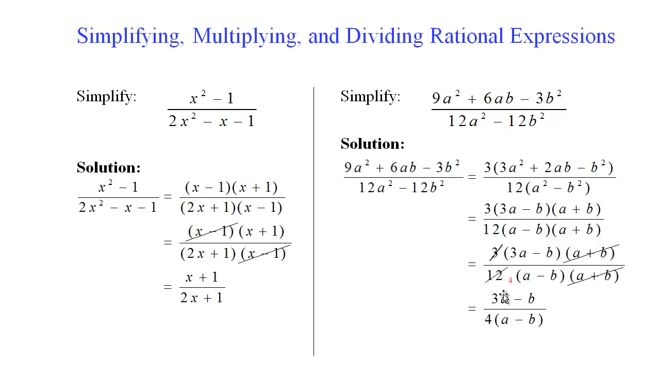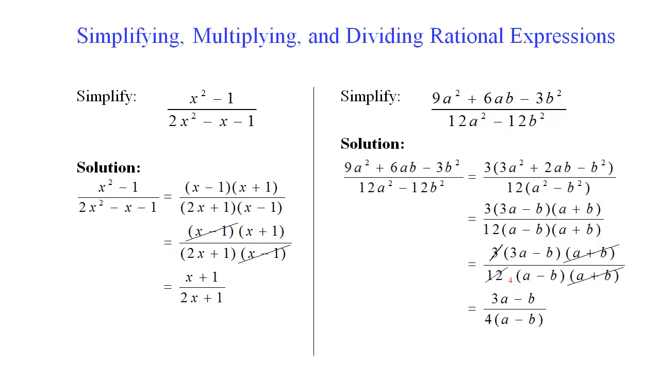In the example on the right, not only do they have the factor a plus b, but they also have some constants, right? They have a 3 and a 12, and that little red 4 is just reminding you that when you divide by 3, the 4 is left over. And then now you just have the 3a minus b, right, because everything else canceled on top, and then on the bottom 4 times a minus b. And yes, I would leave it like this.